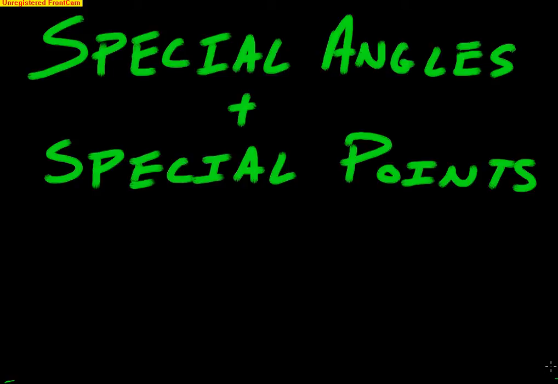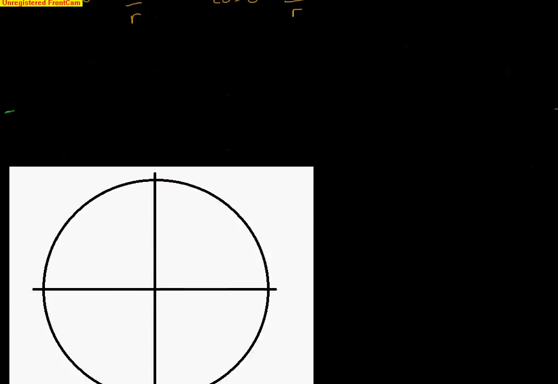All right, in this video, we're going to be talking about a couple special angles and some special points. We're going to piggyback right where we left off in class, talking about sine and cosine. Remember that sine of a particular angle, theta, is the y value divided by the radius, and cosine of a particular angle, theta, is the x value divided by the radius. These are our very, very common ratios that we gave names to, sine and cosine.